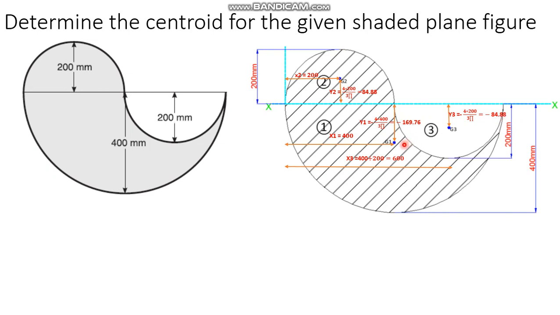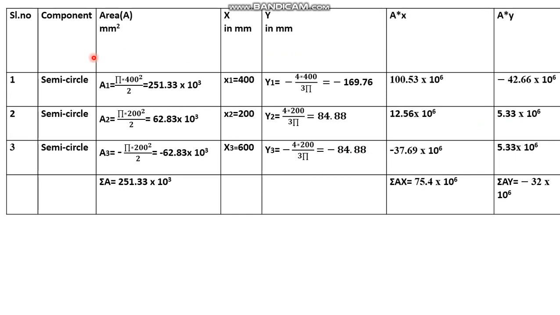So here A1 positive, A2 positive, A3 negative, x1 is positive, y1 is negative, x2 positive, y2 positive, x3 positive, y3 negative. So these things you should be careful about in calculating. Then write down and fill up the tabular column.